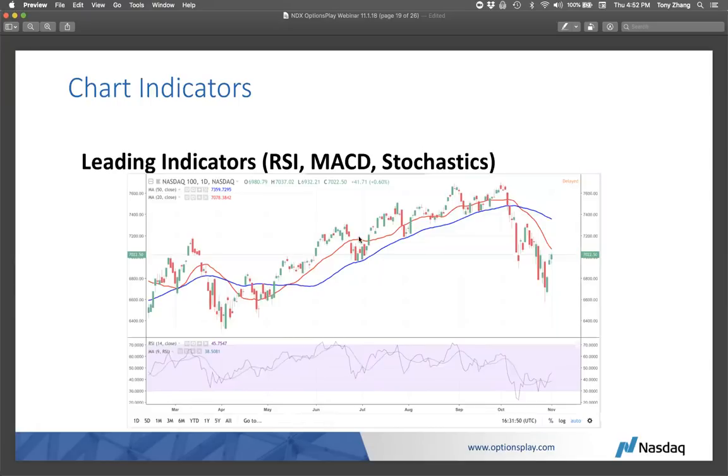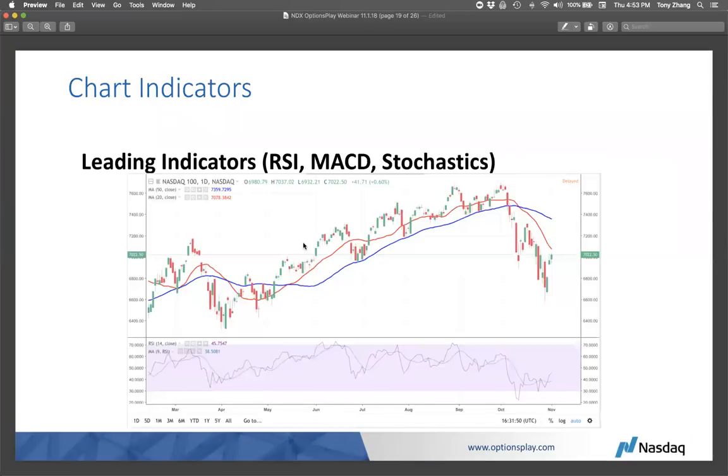And as you can tell, none of these would have done very particularly well because if you shorted the index here, you probably would have lost some money. If you shorted the index here, you may have made some money over just a few days, but the index went right back to where it was and even higher.